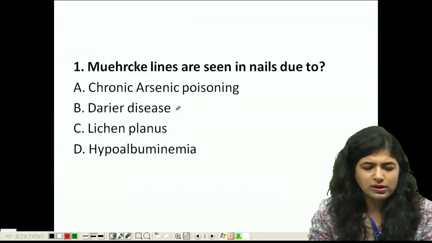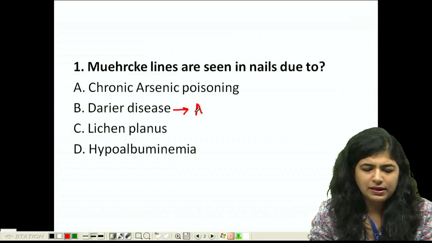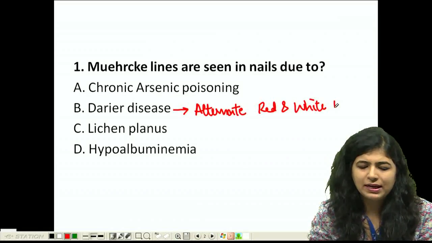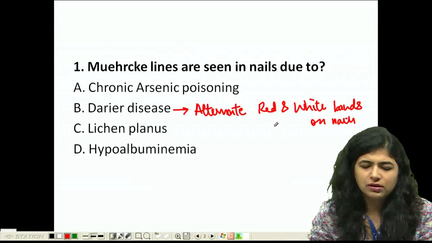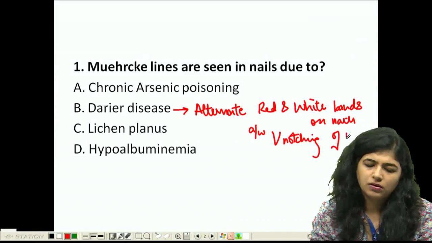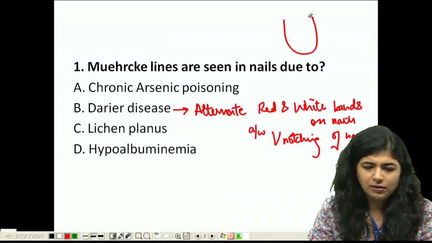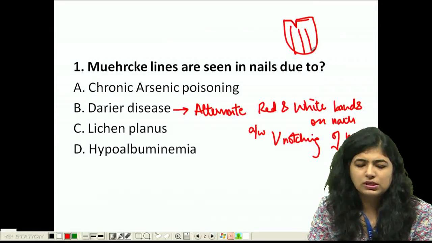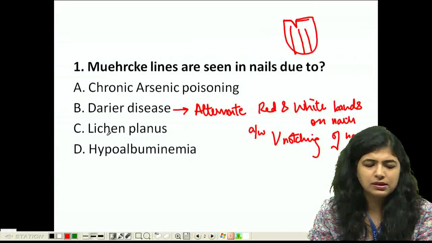What else do you need to know? What does Darier's disease show? In terms of bands, Darier's disease shows alternate red and white bands on the nails. And these are associated with another thing called V notching of the nail. Like this is your nail. Here you have this V notch and here you have these red and white bands. So this is what you see in Darier's disease.